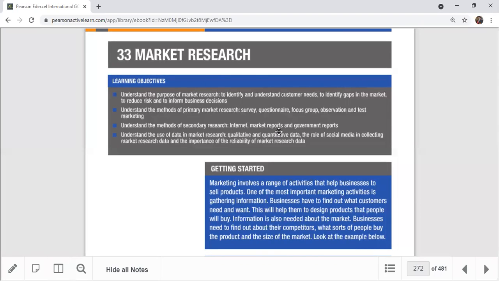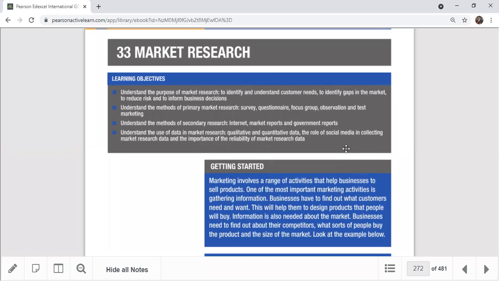survey, questionnaire, focus group, observation, test marketing, and understand the methods of secondary research, like internet, market reports, government reports, and everything. And at the end, we are going to find out about social media marketing, qualitative market research, and the importance of the reliability of market research.